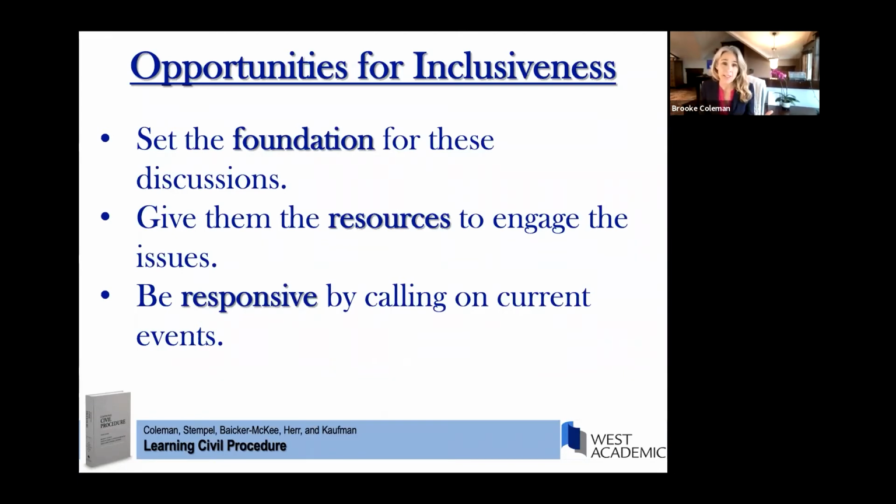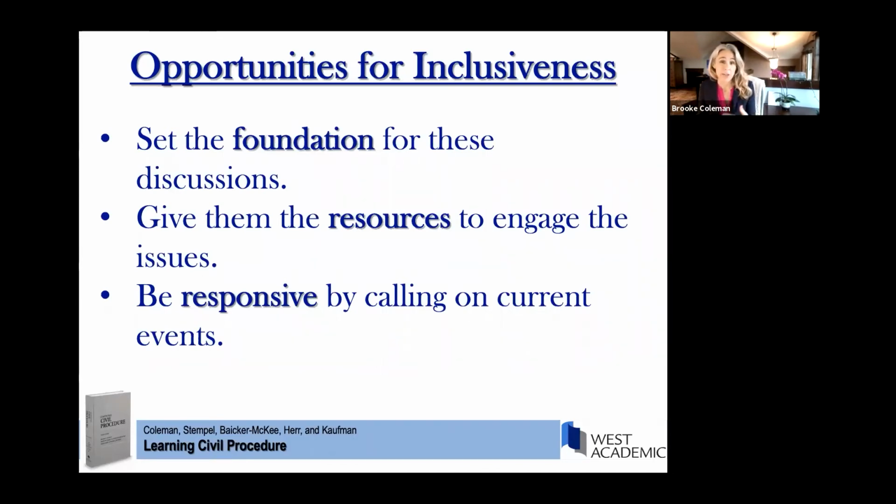The last thing we want to talk about is opportunities for inclusiveness. This is something that I think many of us were doing already, but obviously it's not even an option anymore. And it's something that we need to make sure that we're doing. Depending on your text, you have some different options about what you can do. I want to cover 3 things that I think everyone can do, no matter what textbook you're using: set the foundation, give them resources, and be responsive.